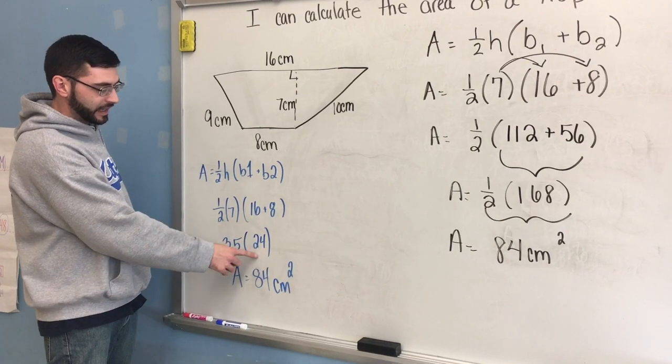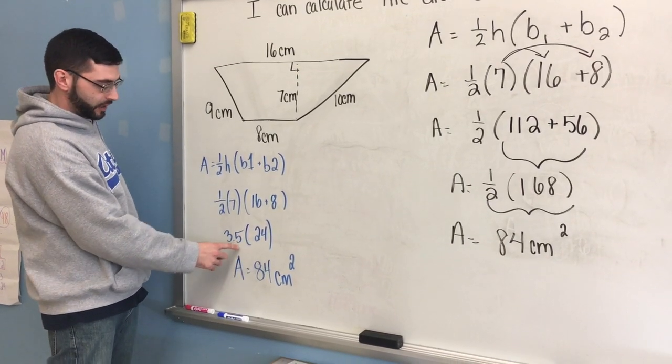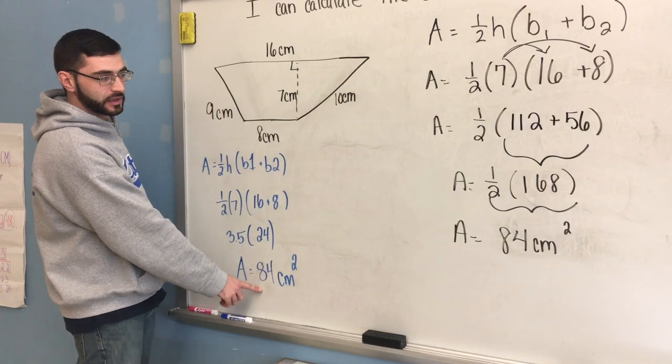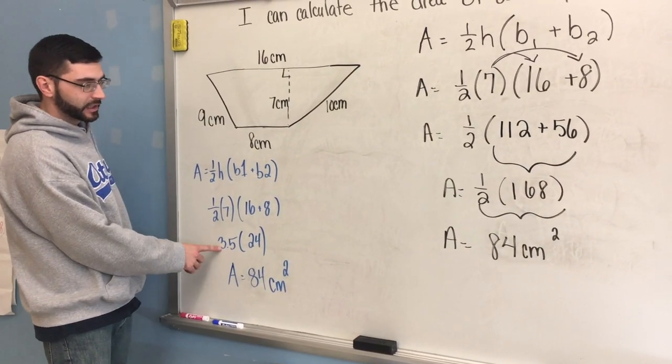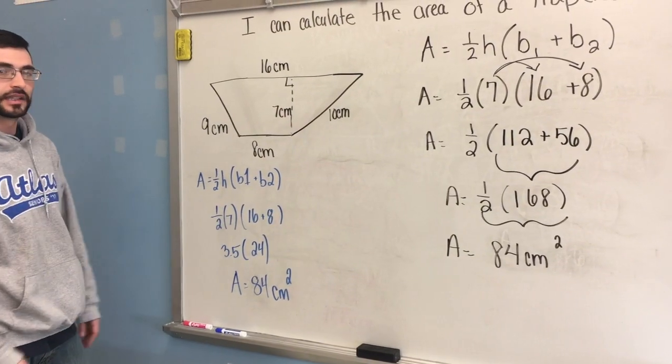I added my 16 and 8, I got 24. I multiplied the two of them, and I still got the same answer as Ms. Gilberto. We both got 84 centimeters squared. So we can get decimals, but in the end, we should get the same number.